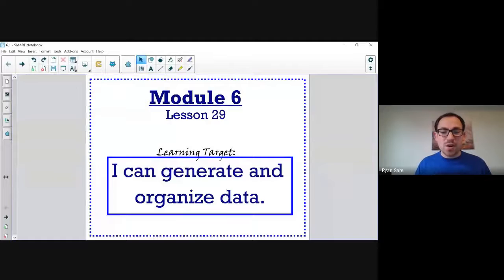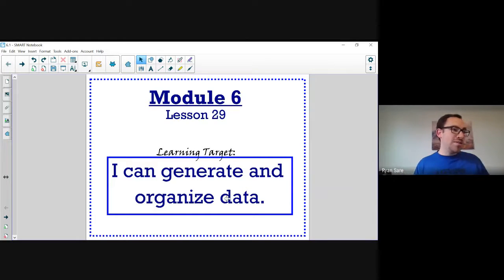Looks like our standard is to be able to generate and organize data. So let's talk about what those words mean. Now, generate means to create, to make, to build. And so we're going to be making our own data and organizing it. That means that we're going to put it in a certain way that makes it easy for us to read and understand what's going on. And data is that information that we collect.